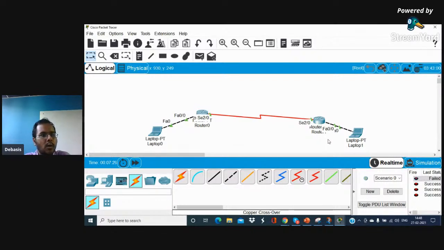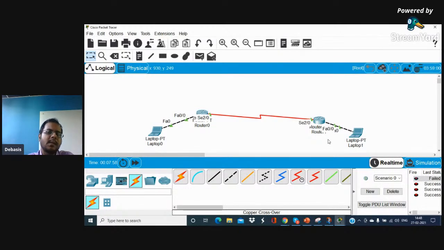Someone has asked me about the clock rate that I've used. Clock rate is a command used on the DCE side, that is data communication equipment. It is used on the ISP router, and the ISP, internet service provider, is giving us a WAN connection, and their router is called the DCE router, and our router is called the DTE, data terminal equipment. In the DCE, the clock rate is used to synchronize the signal between the customer router and the ISP router.